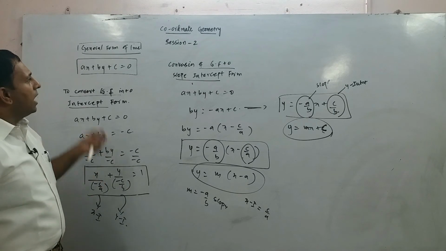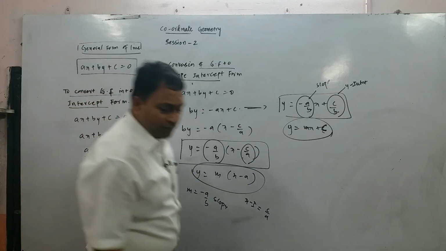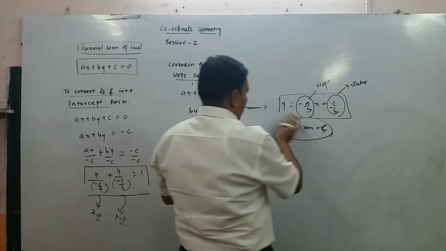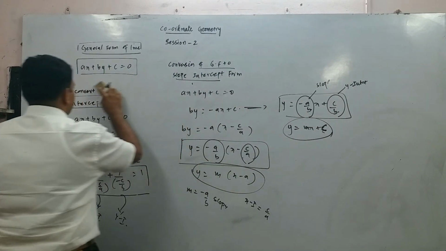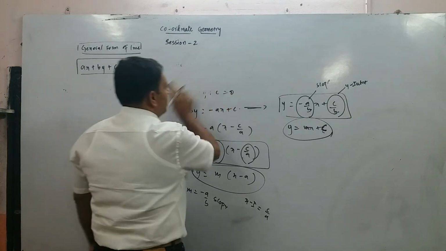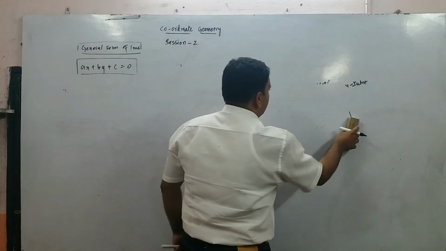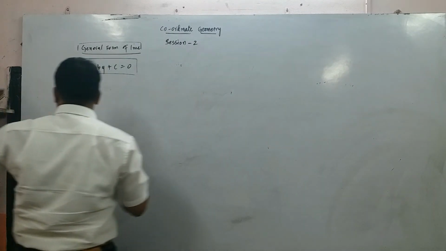And the next is how to convert this general form of line into perpendicular form or normal form. Alright, so I'll just wipe this. I'm sure you've copied this part. I'll wipe it off, and then we'll go for conversion into normal form of line. Very, very important. In examination, they will give you a question: convert this line into normal form.